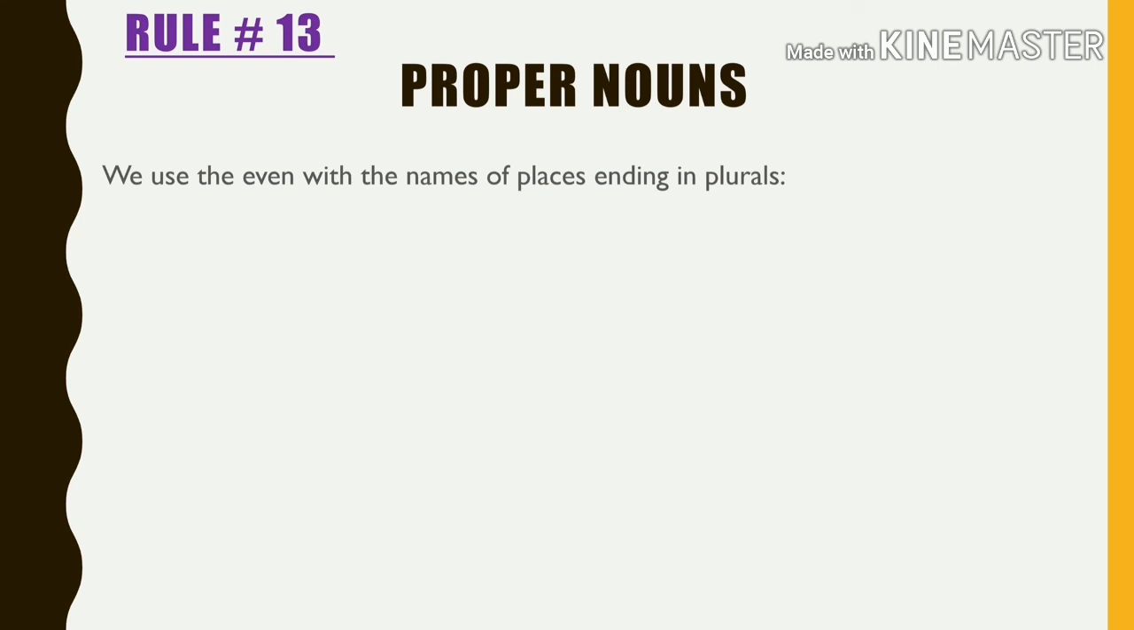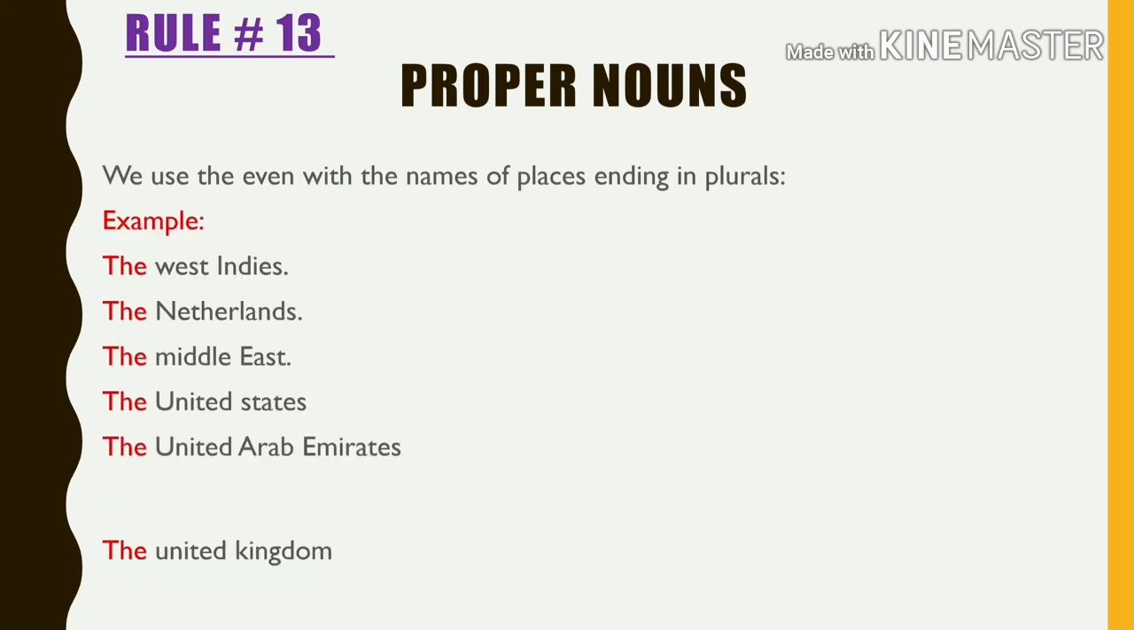Here, the final rule of the proper noun is we can use the even with the names of places ending in plurals. For example, the West Indies, the Netherlands, the Middle East, and the United States, and so on.